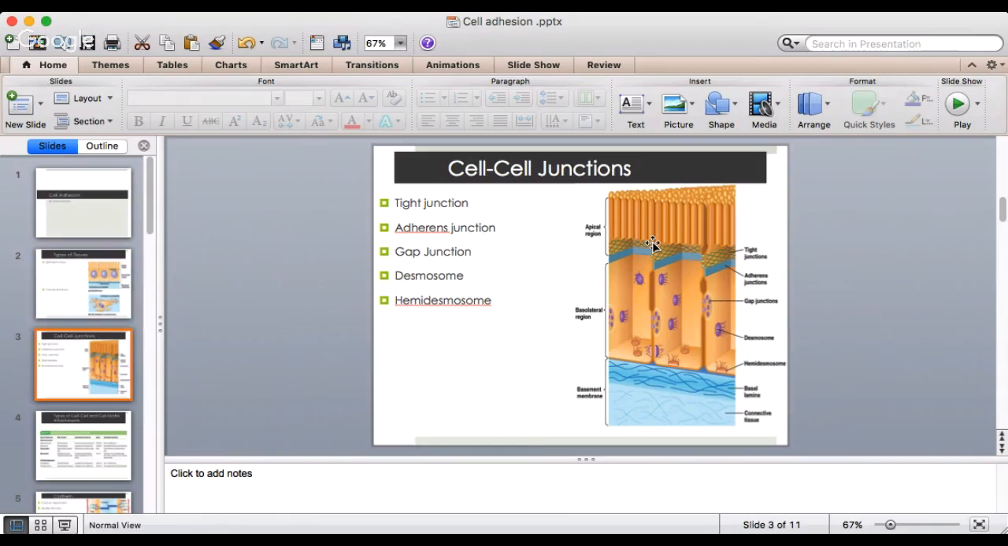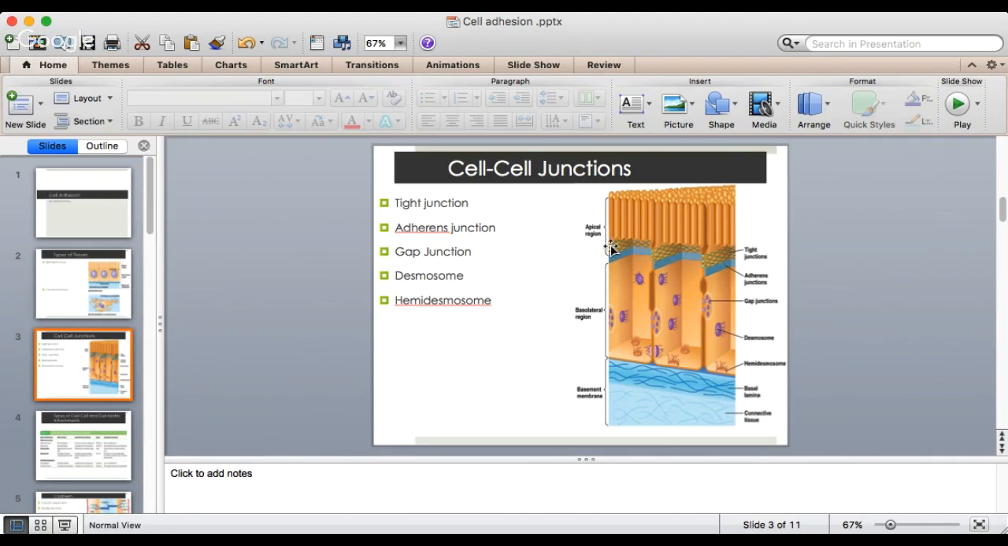So moving on to cell-to-cell junctions. In order to form tissues, cell-to-cell junctions are needed. Cell-to-cell junctions function in joining or attaching cells together, and there are various types of cell-to-cell junctions. First, I'm going to start off with the tight junction.